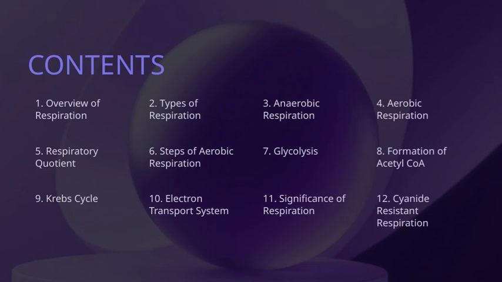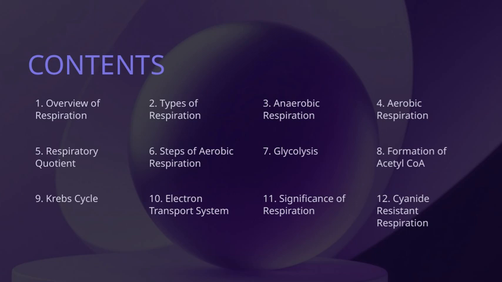We have aerobic respiration, which is the most common and efficient form, and anaerobic respiration, which occurs in environments lacking oxygen. Moving on, we'll explore cyanide-resistant respiration, a special pathway some organisms use to survive in toxic conditions. Next, we'll delve into the formation of acetyl-CoA, a crucial step that links glycolysis and the Krebs cycle, serving as a gateway for energy production.